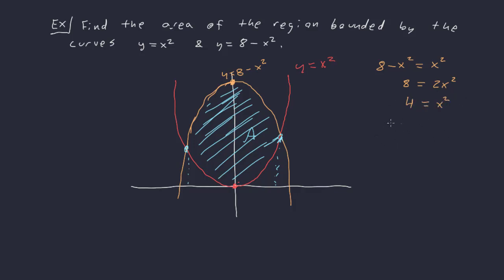And so x is plus or minus 2. So that means that this lower limit is negative 2, and this upper limit is going to be positive 2. And from there, it's just integration because we have the integral set up the way we need. It's negative 2 to 2 of, now it's going to be the top, which is this 8 minus x squared, minus the bottom, which is x squared.